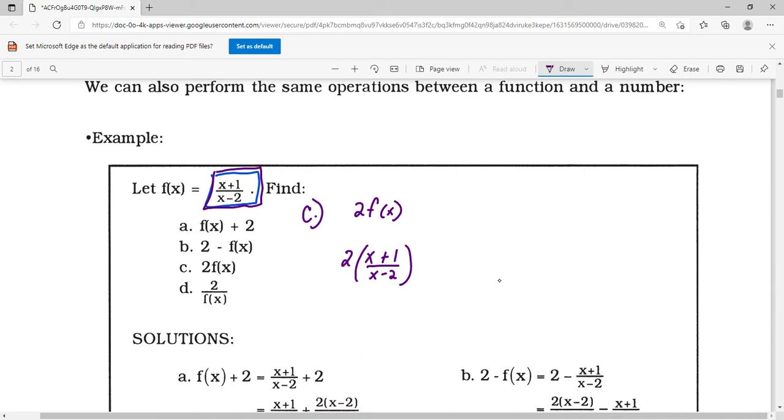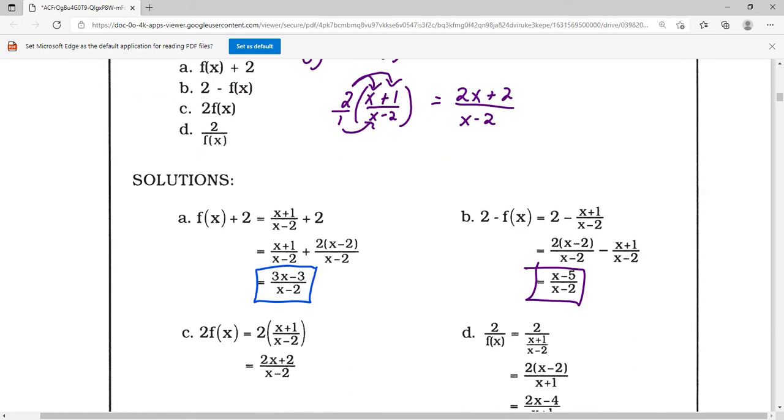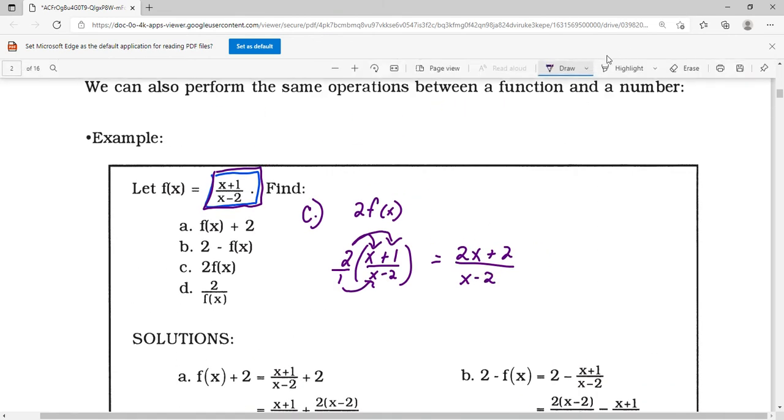All right, and if we turn that into a fraction, that's just 2 over 1. And then we just distribute right here. So 2 times x would be 2x, and 2 times 1 would be 2. And that would be 1 times that, so 2x plus 2 over x minus 2. Super easy. All right, and the last one's D.